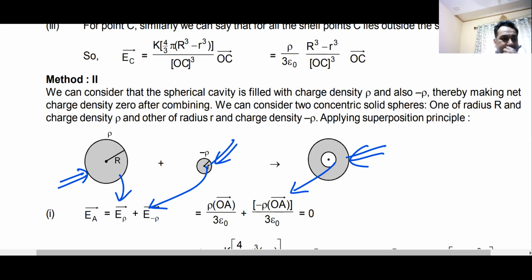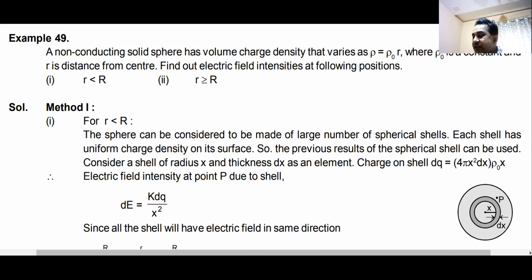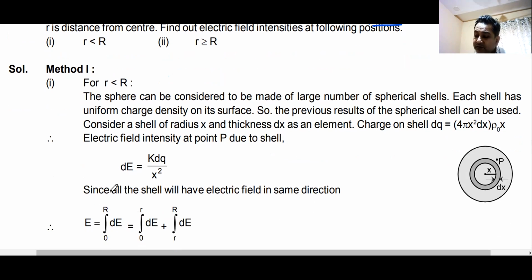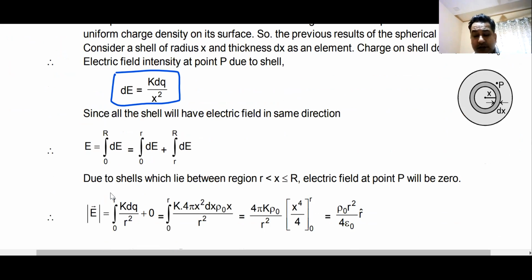Yes. Now, there could be a question of this nature where you have the surface, the volume density changing, variable volume density. Now, if there is a question of variable volume density, how do you do this question? Either you can do it by taking shells and finding out the charge inside the shell, or you can do it using your Gauss law.